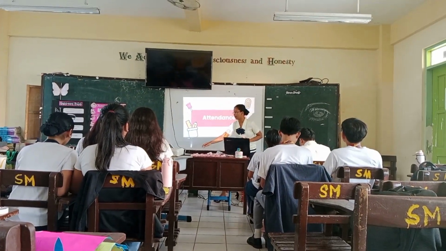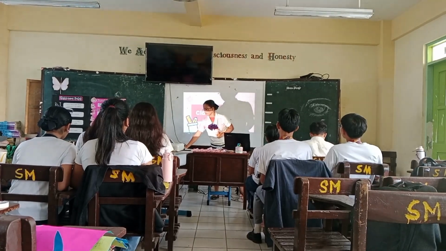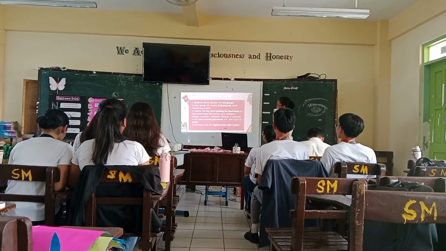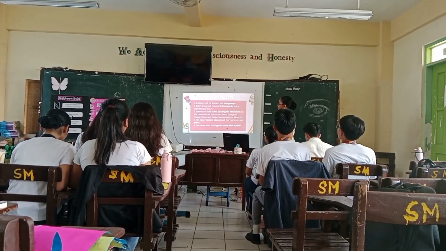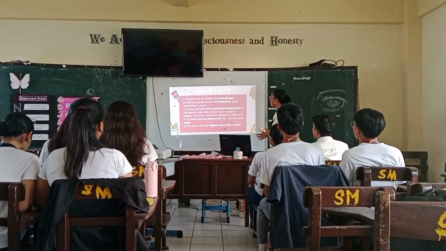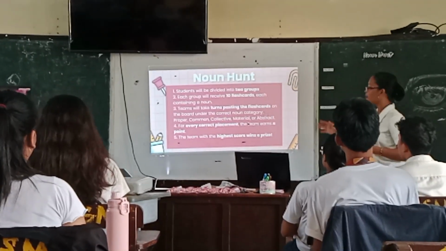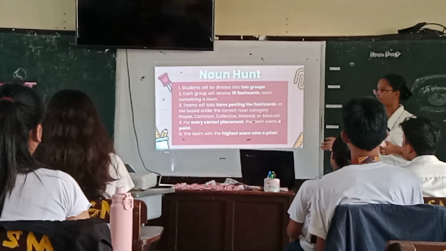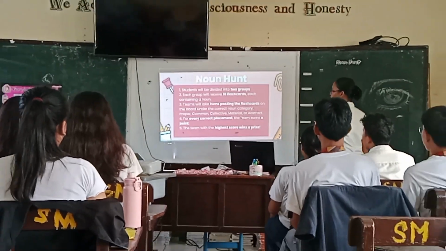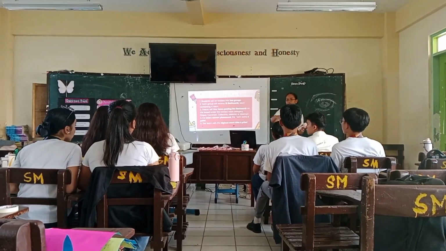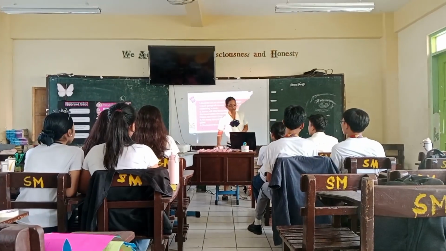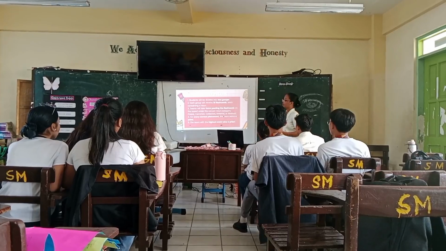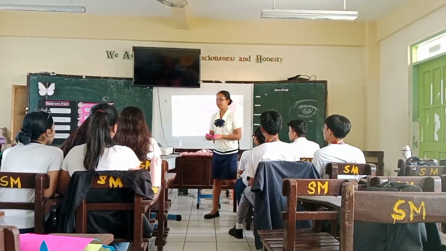So here's how the game works. Students will be divided into two groups. Each group will receive 10 flashcards, each containing a noun. The teams will take turns posting the flashcard on the board under the correct category: proper, common, collective, material, and abstract. For every correct placement, the team earns a point, and the team with the highest score wins the prize. So we will be divided into two groups: first group and second group. You will receive 10 flashcards each. I will give you 10 minutes to brainstorm.